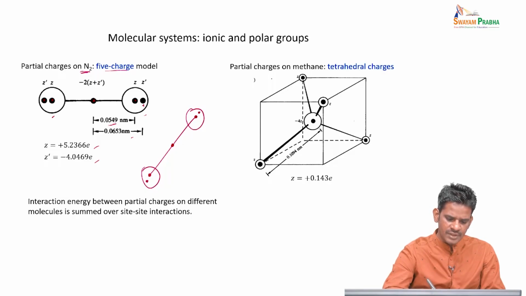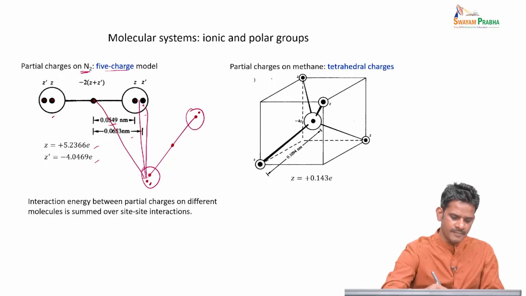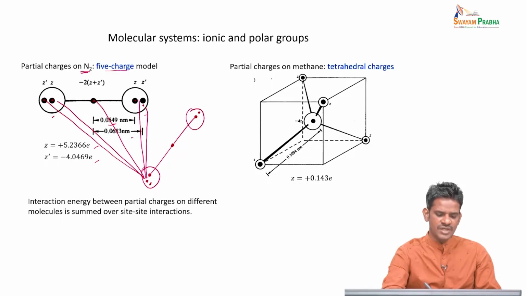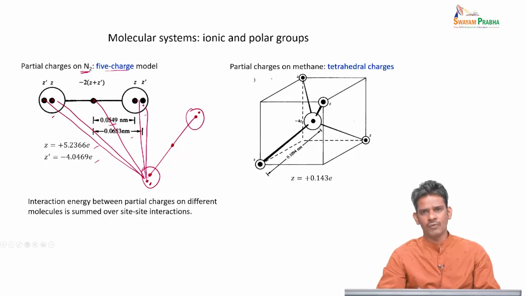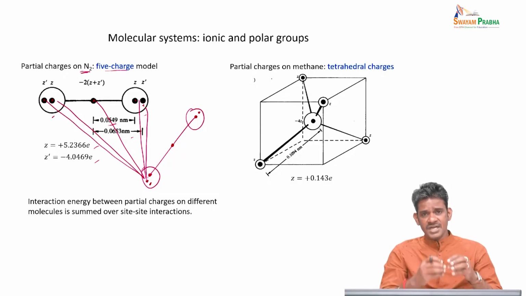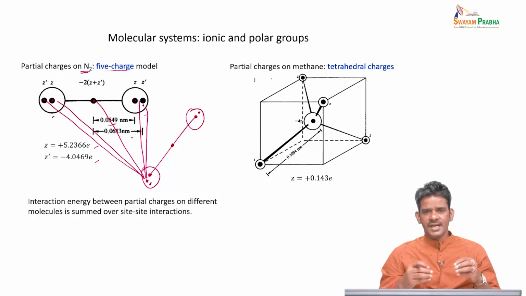So what you will do is take this particular charge and sum over the interaction between this charge and all the other charges here. This is what the site-site approximation means. Once you are done with this charge, you will move to the next charge and do this all over again. So you can see that if you have many sites, and you are looking at the point charge-charge interactions, then the number of summations you have to do also goes up.